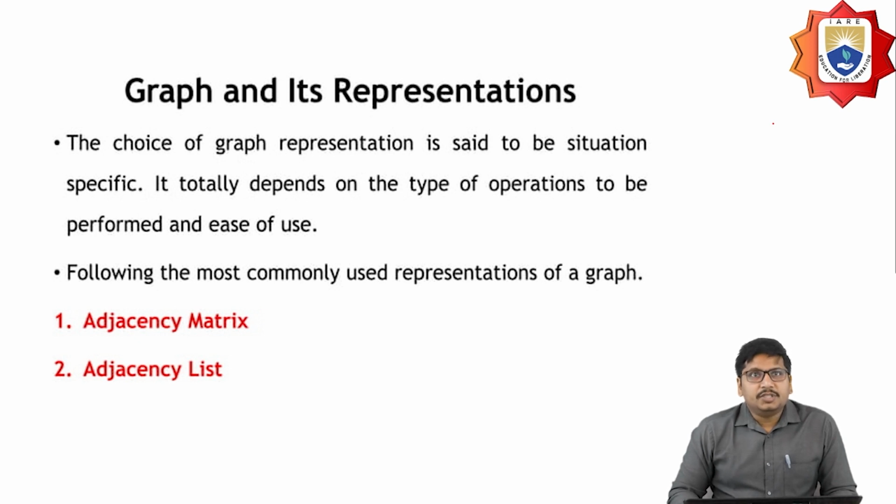Now, graphs and their representation. The choice of graph representation is situation specific. Mainly we are going to follow two types of representations: the first one is the adjacency matrix and the second one is the adjacency list. These are the two conventions used for representing a graph. The choice mainly depends upon the operations that are going to be performed and ease of use, and for that purpose this representation should be helpful.